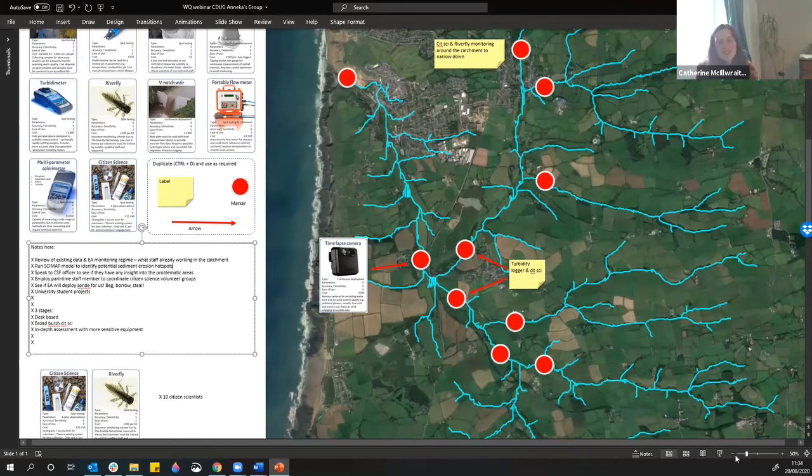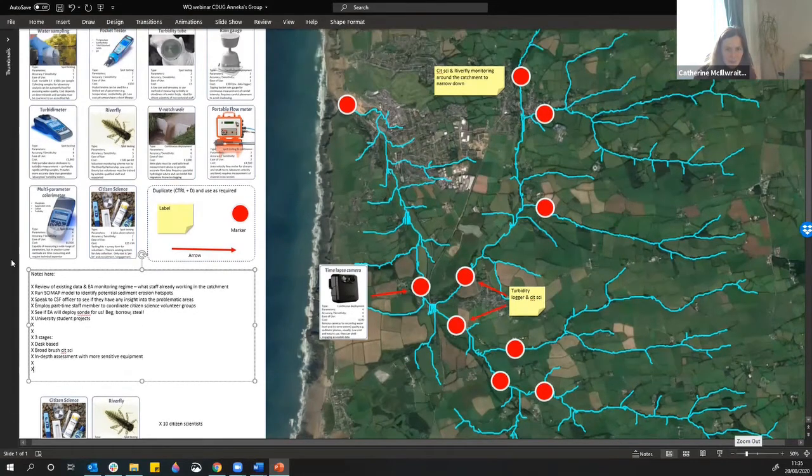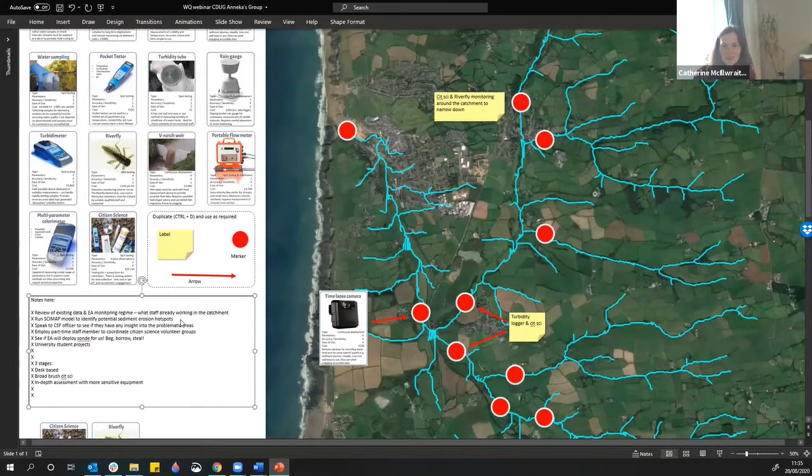So once we'd done that first phase of the project, we decided that we'd quite like somebody dedicated as a part-time role to coordinate a citizen science approach. So we're going to have that element of the project, but we're also going to deploy, can you scroll down, Annika? What did we agree to go for in the end?